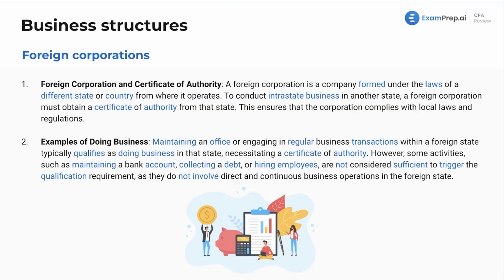Foreign corporations. Let's talk about foreign corporations. Well, the foreign corporation and certificate of authority, what's the relationship there? A foreign corporation is a company formed under the laws of a different state or country from where it operates. I'm going to take a point here. Notice that it said different state.